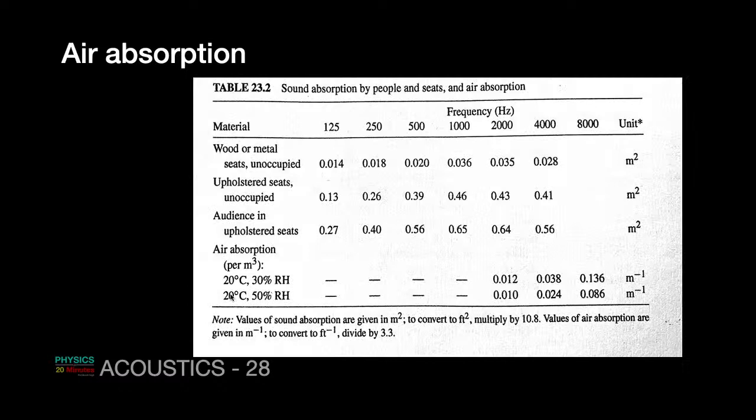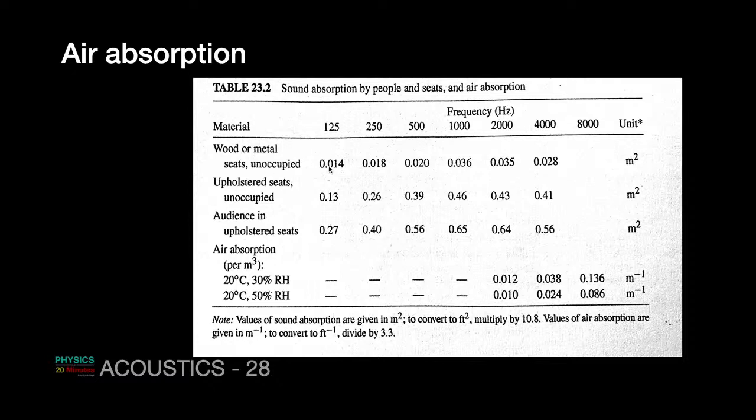Other sources of sound absorption are wood or metal seats, unoccupied, and upholstered seats, unoccupied. Now, what are upholstered seats? The seats with cushions. So if you have a plain metal or wooden seat in a hall, unoccupied, then these are your coefficients. Remember, these are the coefficients per seat, not per unit area. You have to use them depending upon the number of seats. Here the unit is per meter square.